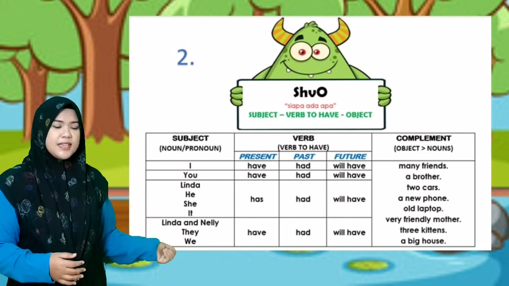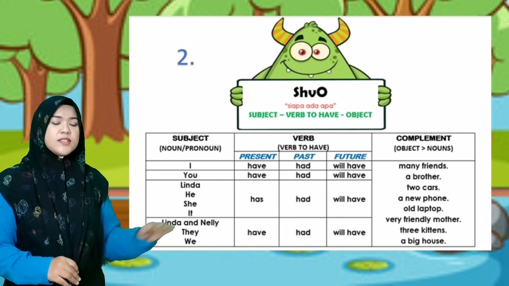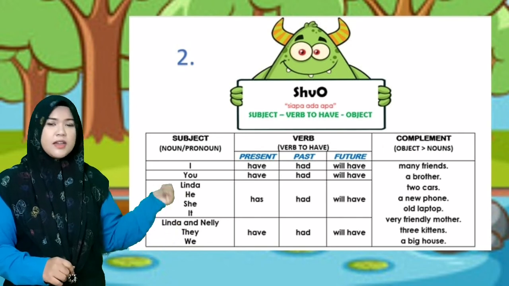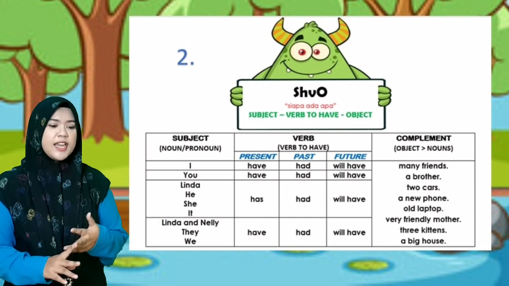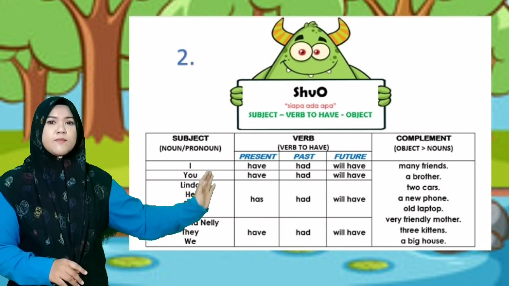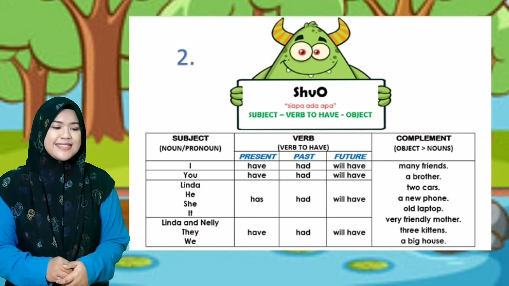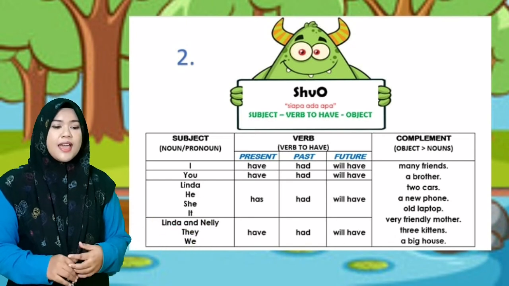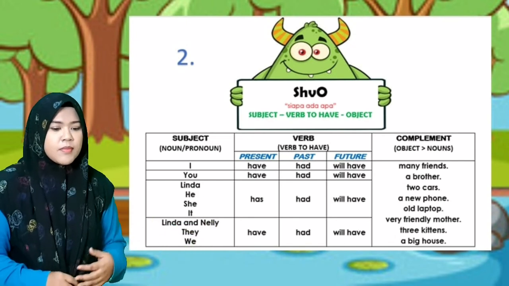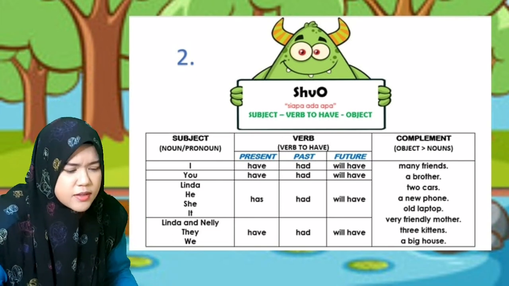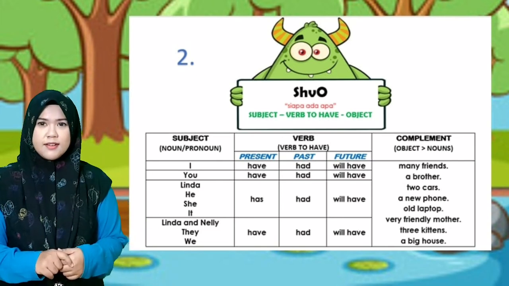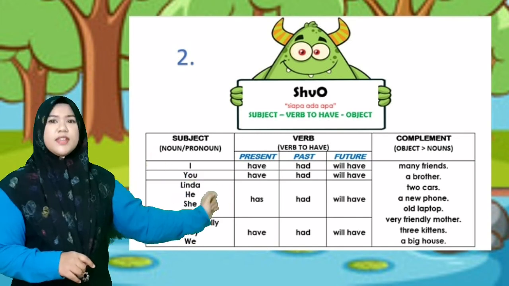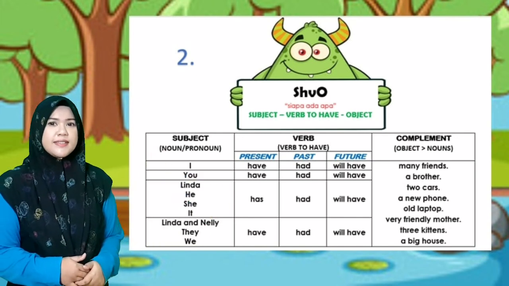So you can see here, if I use singular, subjek yang teacher pakai kat sini adalah Linda, he, she, and it. Kalau singular, present tense, of course kita pakai has. For example, Linda has two cars. Linda ada 2 kereta. So you can read on your own, boleh baca sendiri all the examples.